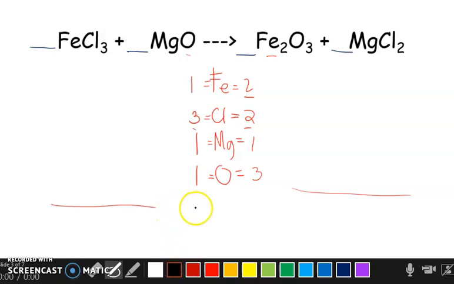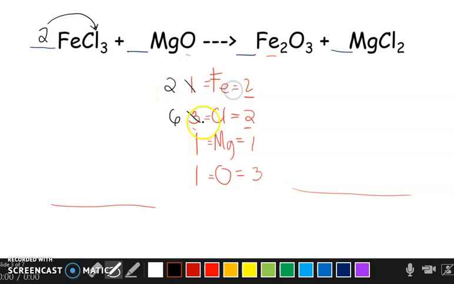So let's try to balance this one out. To balance, you need to find the greatest common factor. The common factor between 1 and 2, the greatest common factor would be 2. So to make this a balanced equation, just change the coefficient to 2. 2 times 1, 2. Then if you change the coefficient, you multiply it with the other element. So 2 times 3, that becomes 6. So your chlorine is 6.